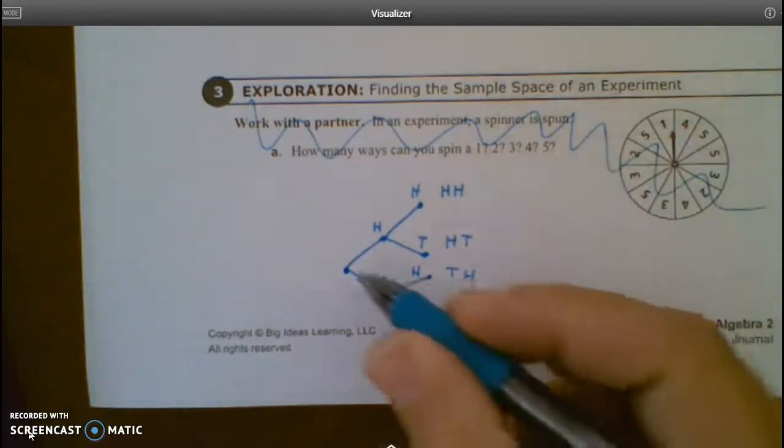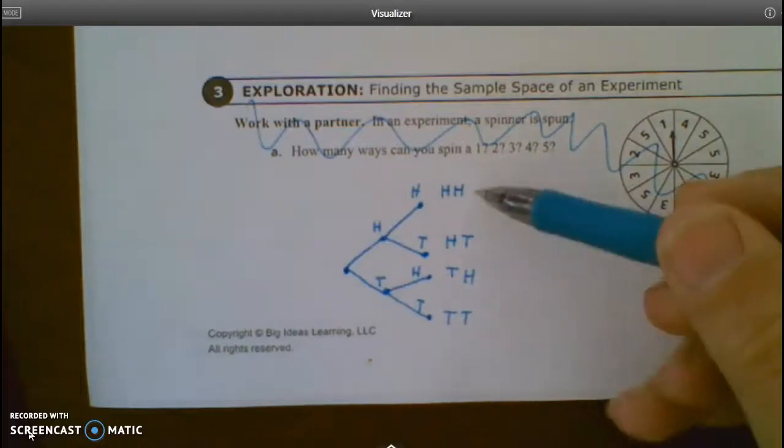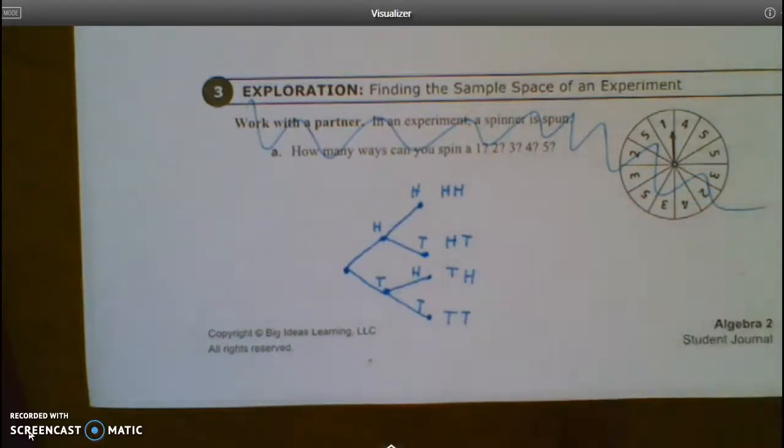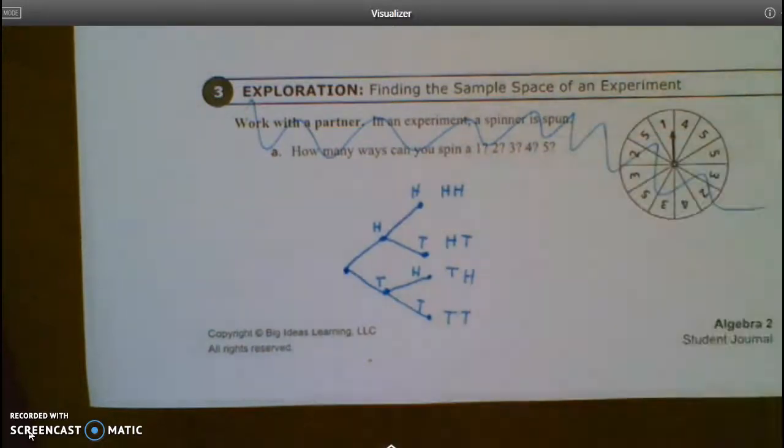Or we would say maybe I get tails on both coins. So if you look at these 4 options here, that represents our sample space for tossing 2 coins. So there's 4 possibilities here. So if I were to ask you, what's the probability that you toss 2 coins and they both are tails? Well, you can see 1 out of the 4 represents that scenario.